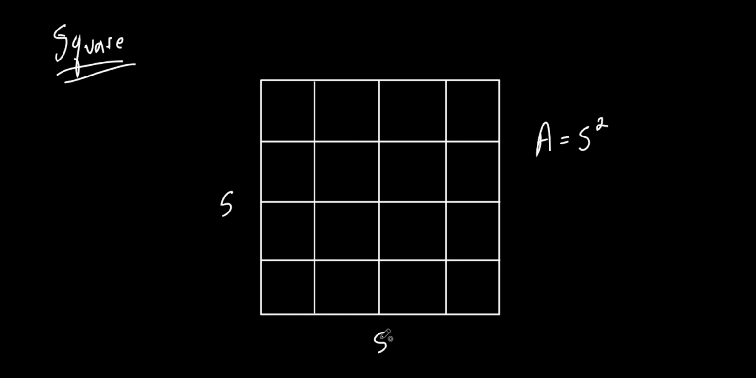So that kind of looks like a 5. Let's make it a 5. All right, so that's a 5, and that's a 5. Then what's the area of that rectangle, or that square right there? It's 5 squared, which is 25.